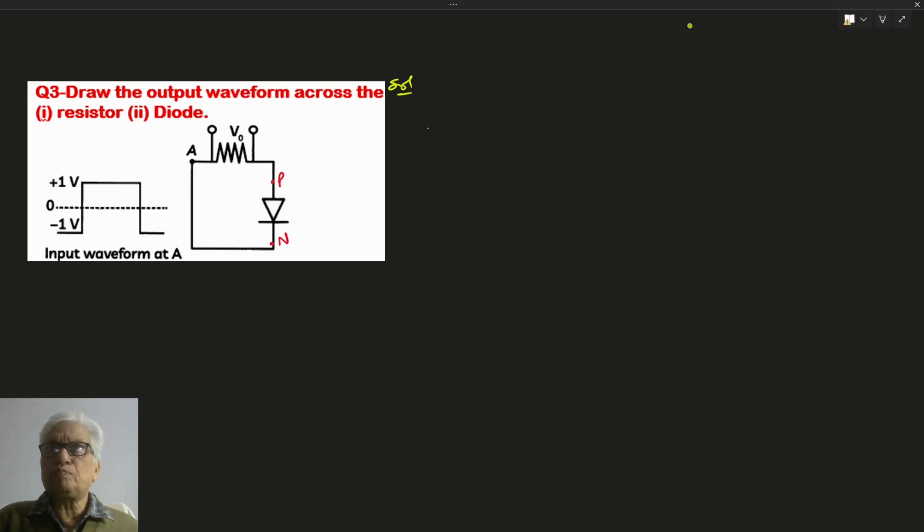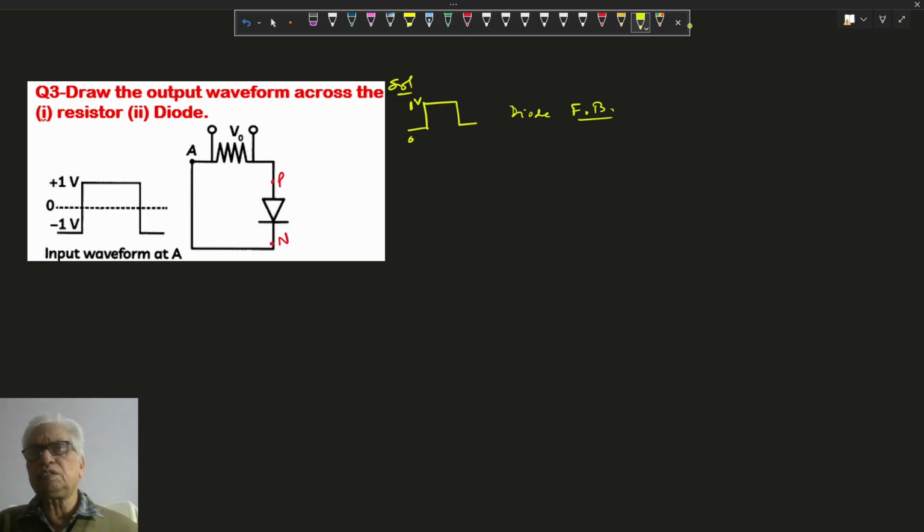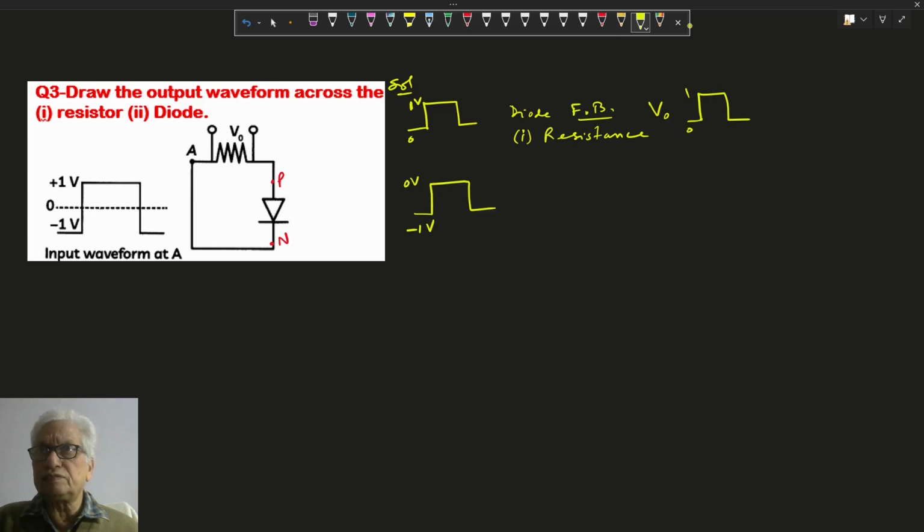So here for positive half cycle, input as positive half cycle 0 to 1 volt, this diode is forward bias, so it conducts, means this current will come across the resistance. So V0 should be this output across the resistance. And for negative half cycle minus 1 volt and 0 volt, this diode will be reverse bias, so it will not conduct.